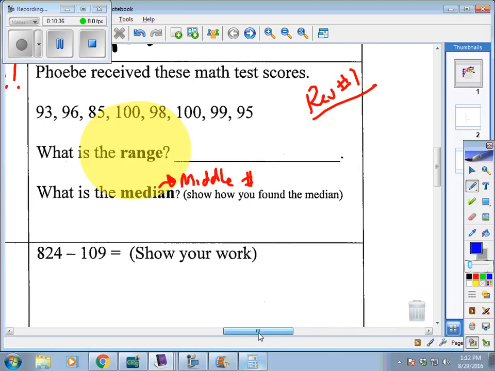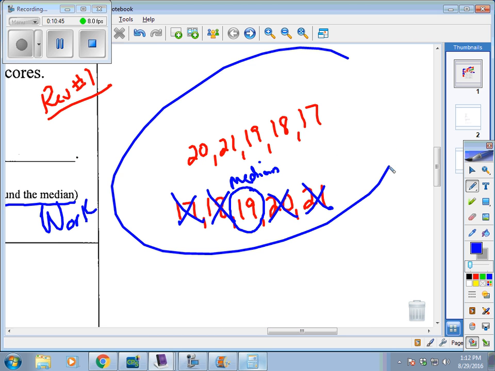So now you need to apply what I just showed you to this up here. So yes, you have to show work on this one. It says show how you found the median. That would be the work I need to see. Okay.